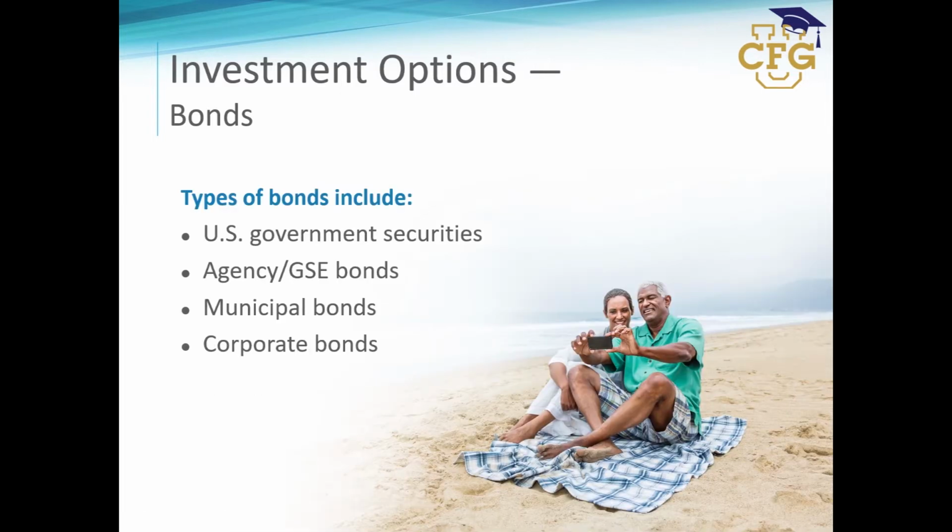The most common types of bonds include U.S. government securities, agency bonds, municipal bonds, and corporate bonds. U.S. government securities are backed by the full faith and credit of the U.S. government and therefore carry minimal risk. We've already talked about U.S. Treasury bills. There's other Treasury instruments as well, including Treasury notes and Treasury bonds, both of which pay interest semi-annually.